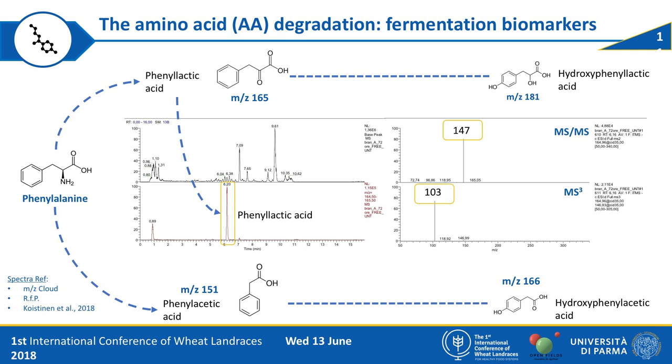And here, as an example, I leave you the steps required for the identification of these molecules. So we extracted the ion with mass to charge ratio 165 of the phenyllactic acid. We found that in the fermented bran and not in the native bran. And then we compared the MS/MS and MS3 spectra with some references. In the same way, other amino acid metabolites were found. These are very important because they are potentially bioactive.